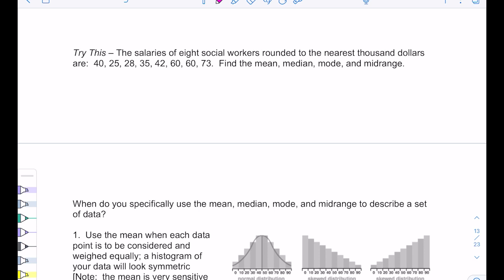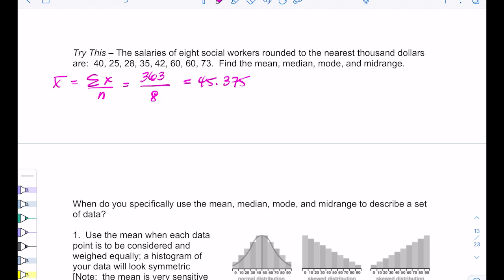So the first thing I'm going to do to find the average, it's the sum of all of the values divided by the number of numbers. So if you add up 40 plus 25 plus 28, all of those numbers, and then divide by 8, you get 363 divided by 8, which comes out to 45.375. So that would be the average.